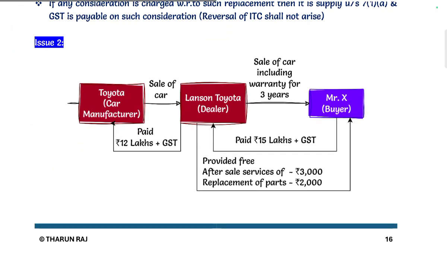Mr. X buys a car from Lanson Motors and pays 15 lakhs with GST, and is provided free after-service of 3,000 and replacement of 2,000. A sale of a car including a warranty of 3 years. The Toyota car was sold, and Lanson paid 12 lakhs plus GST for that. Cancel 15 lakhs.